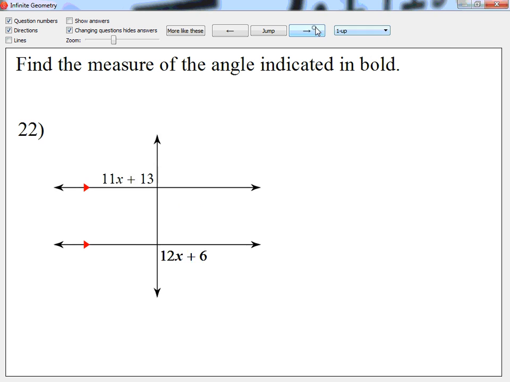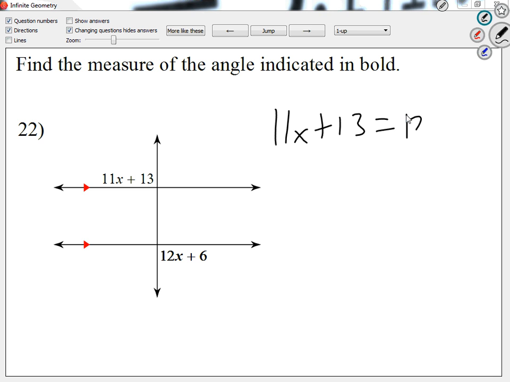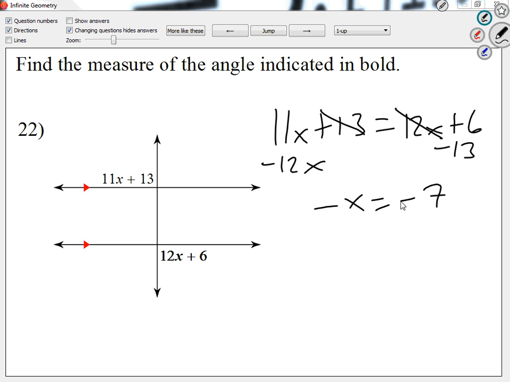22. Alright, so number 22. First of all, those are alternate exterior, so let them equal each other. 11x plus 13 is equal to 12x plus 6. My 12x, let me bring it to the other side as a minus 12x. My plus 13, let me bring it as a negative 13. So I get that negative x is equal to negative 7. So what's x? x equals 7. The chunky one is 12x plus 6.